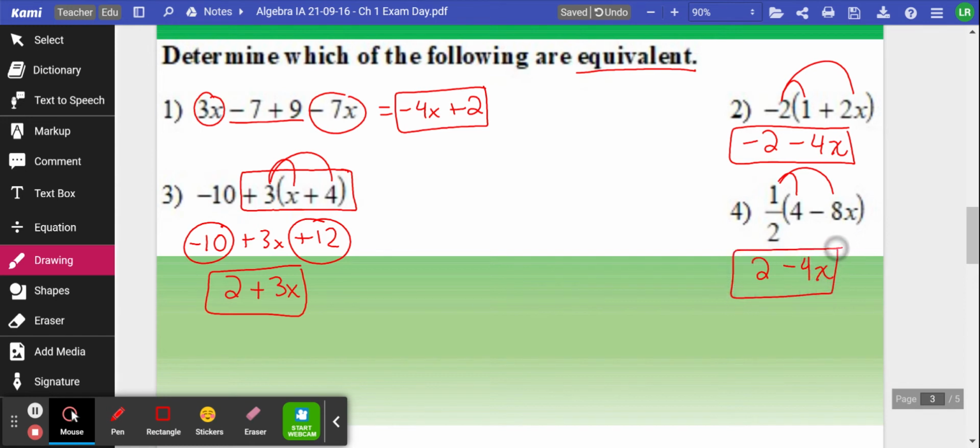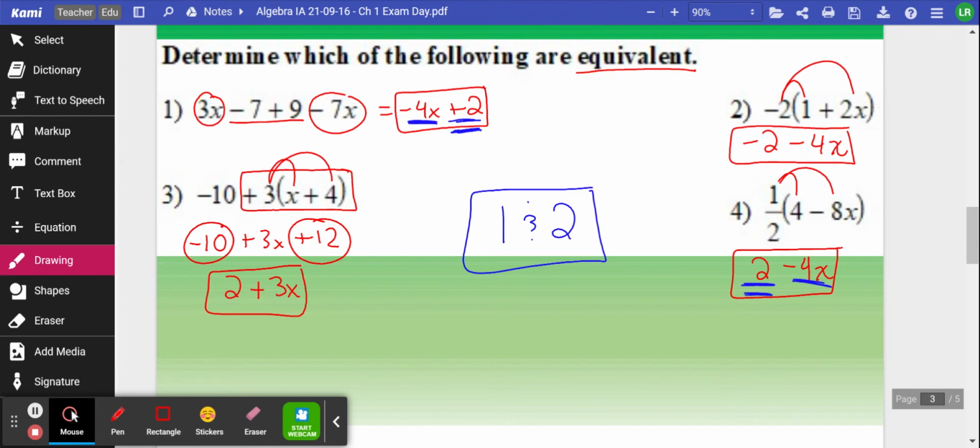Okay, and when we look at these, we're looking for the ones that are alike. And the 2 that are alike are number 1 and number 2. Now, they're written in a different order, but they both have a negative 4x, and they both have a positive 2. So those are equivalent. The other ones are not the same. So the only 2 I could match up would be 1 and 2.